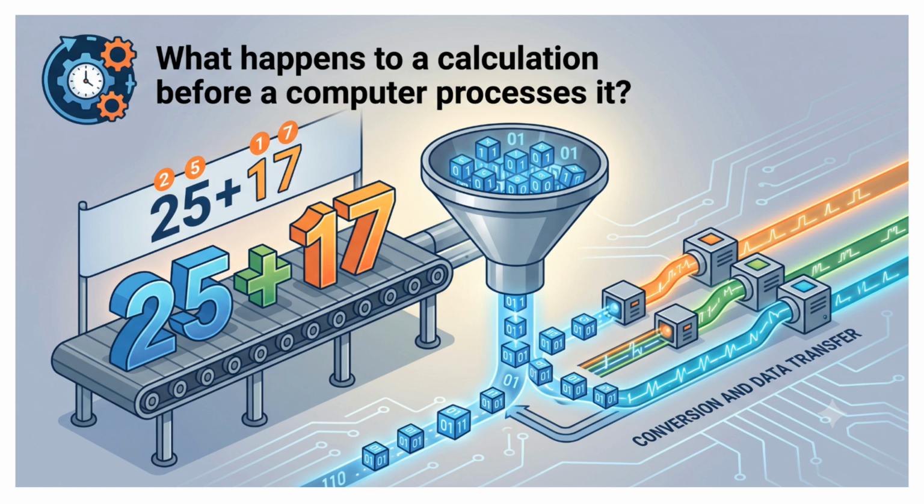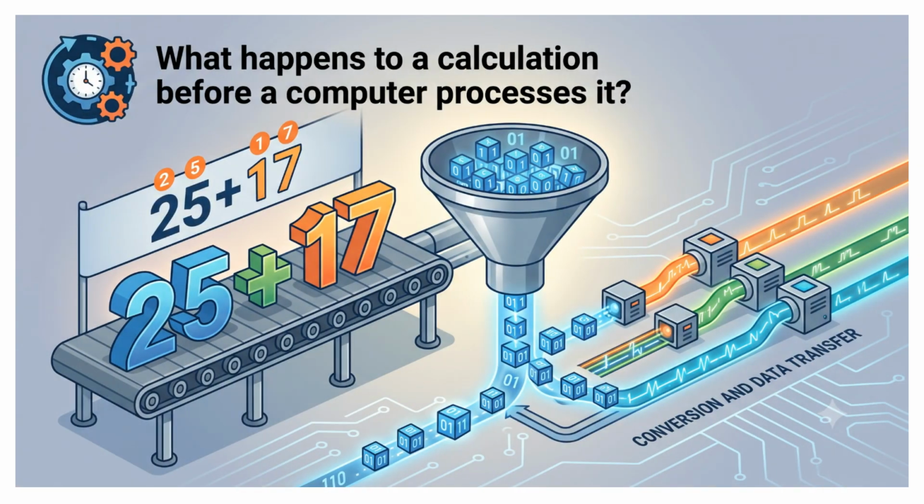Now, let's move on to another important question. What happens to a calculation before a computer processes it? Let's use the calculation 25 plus 17 as an example. When we type this calculation into a computer, the computer does not process the decimal numbers directly. Instead, the first step is to convert each number into binary. Binary uses only the digits 0 and 1.